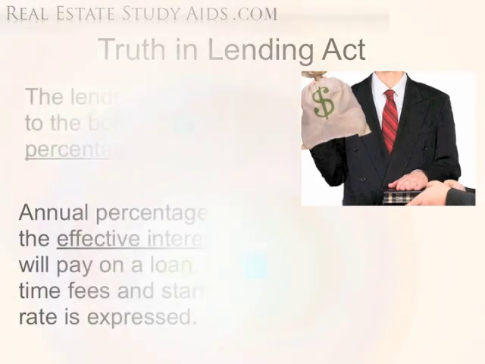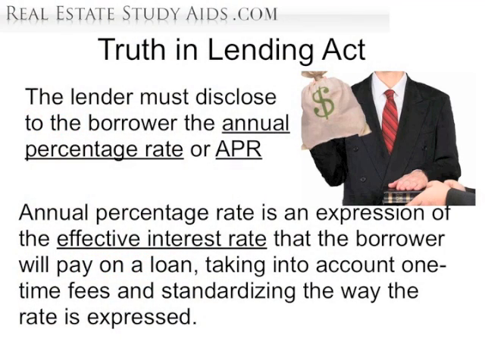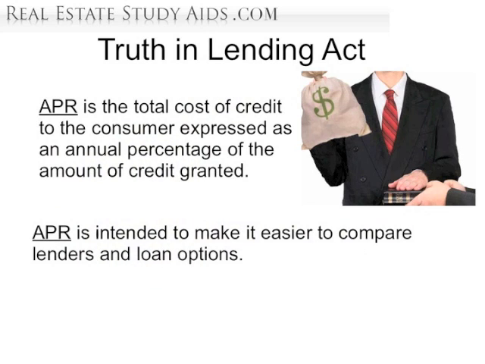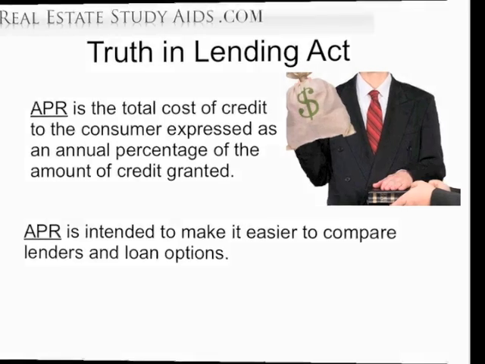The lender must disclose to the borrower the annual percentage rate, APR. Annual percentage rate, APR, is an expression of the effective interest rate that the borrower will pay on a loan, taking into account one-time fees and standardizing the way the rate is expressed. In other words, the APR is the total cost of credit to the consumer expressed as an annual percentage of the amount of credit granted. APR is intended to make it easier to compare lenders and loan options.